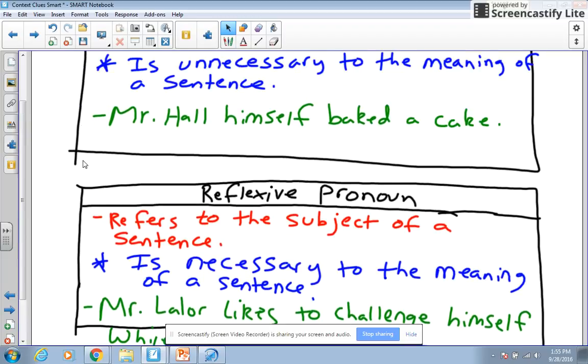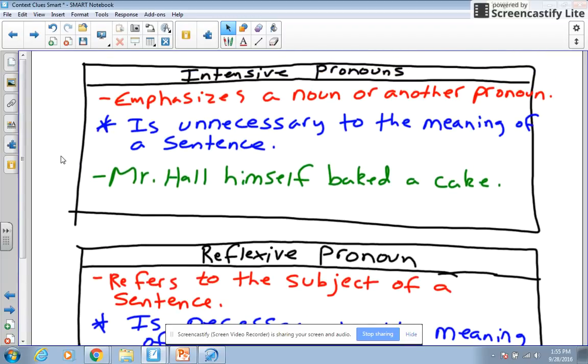In this video, we're going to discuss intensive pronouns and reflexive pronouns. So let's start with intensive pronouns. An intensive pronoun emphasizes a noun or another pronoun in a sentence.